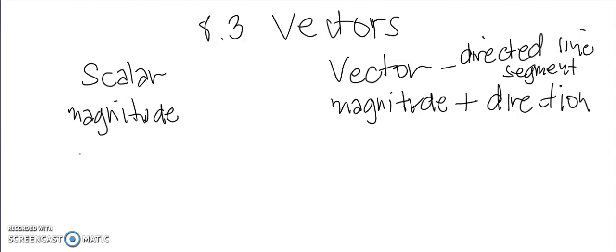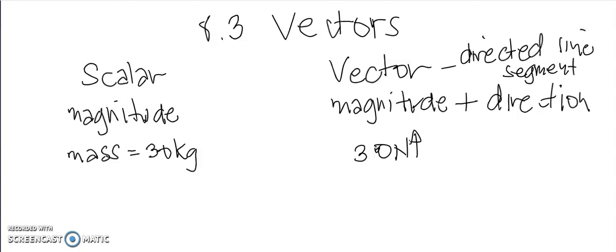So for example, for a scalar we have the mass. We cannot say that it will be 30 kilograms north. But in a vector, we can say that the applied force is 30 Newton going upward, or going to the east, or going to the north. So we have magnitude plus we have direction.